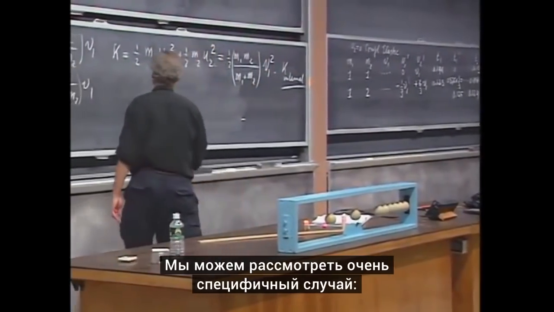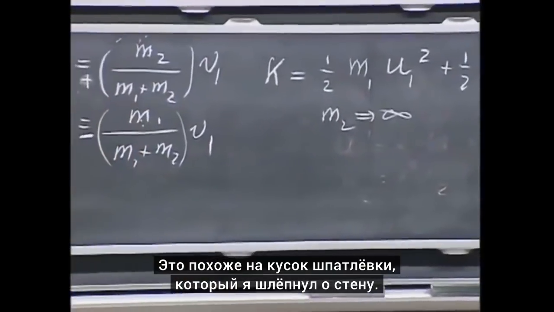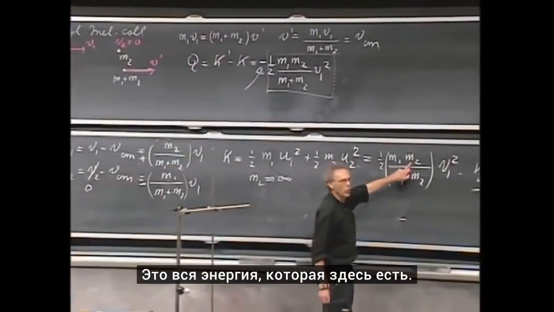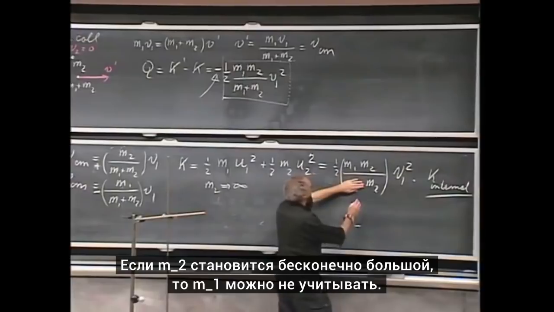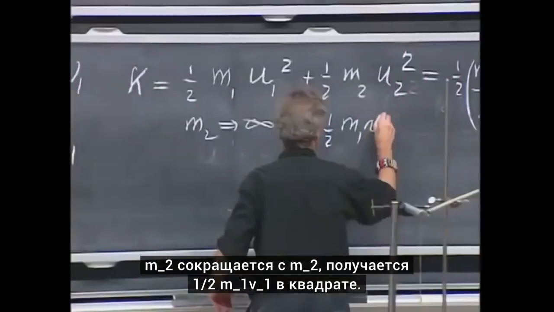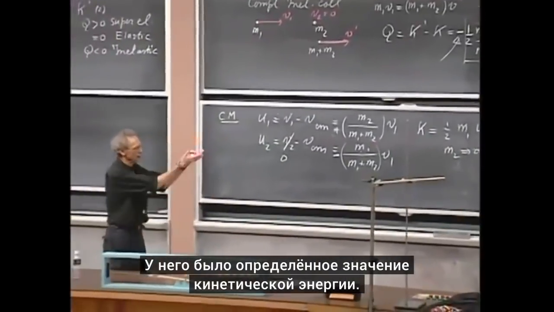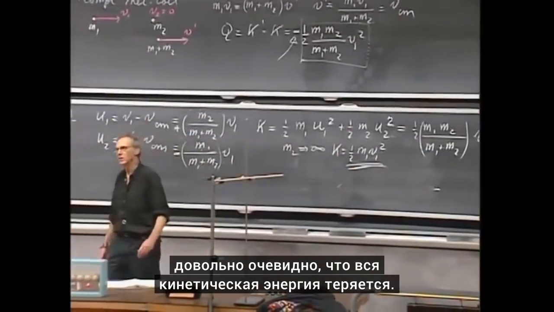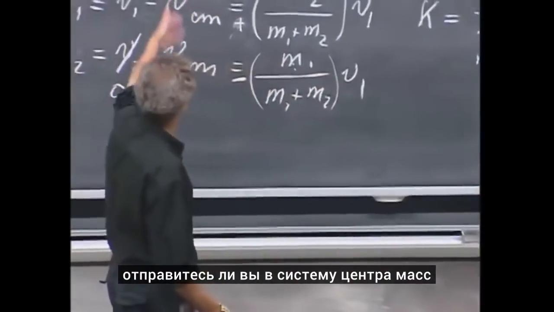We can take a very special case, and we can take M2 going to infinity. It's like having a piece of putty which I slam on the wall. It gets stuck. And what is the maximum heat that you can produce? That's all the energy there is. If M2 becomes infinitely high, then M1 can be ignored. M2 cancels M2. You get 1/2 M1 V1 squared. And that's obvious. That's completely trivial. I have a piece of putty. I slam it against the wall. It has a certain amount of kinetic energy. Whether you sit in your reference frame or in the reference frame of the center of mass, it's immediately obvious that all the kinetic energy is lost. And that's exactly what you see comes out of these equations, whether you go to the center of mass or whether you do it from the laboratory frame.